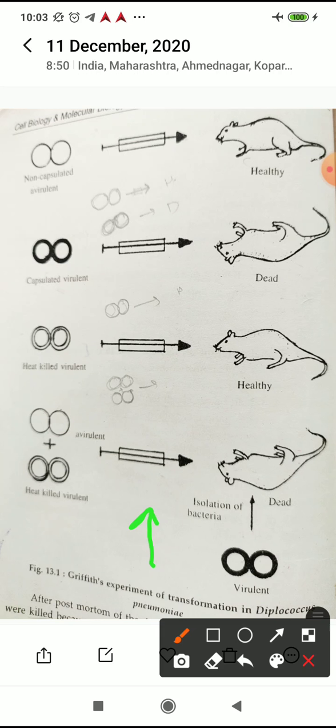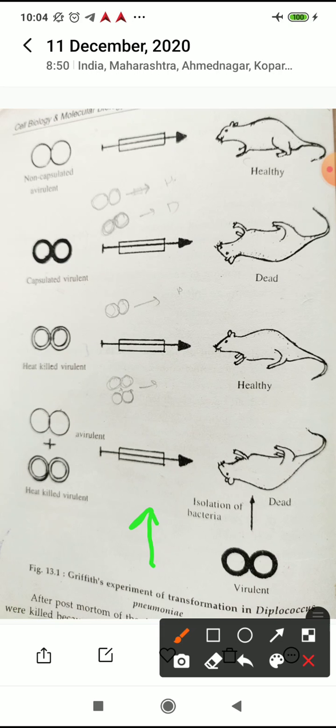So Griffith worked on Diplococcus pneumoniae and found two strains, one wild strain and another mutant strain. In the wild strain, bacterial cells are smooth in appearance because of a carbohydrate capsule and are virulent, that is pathogenic, and are responsible for causing pneumonia. So this was the characteristic feature of the wild strain.